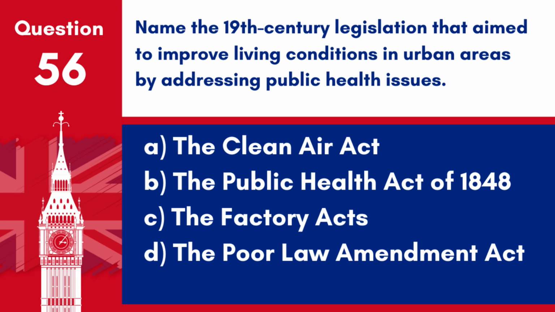Question 56. Name the 19th century legislation that aimed to improve living conditions in urban areas by addressing public health issues. A. The Clean Air Act, B. The Public Health Act of 1848, C. The Factory Acts, D. The Poor Law Amendment Act. Answer: B. The Public Health Act of 1848. The Public Health Act of 1848 was a key piece of legislation aimed at improving living conditions in urban areas by addressing public health issues.